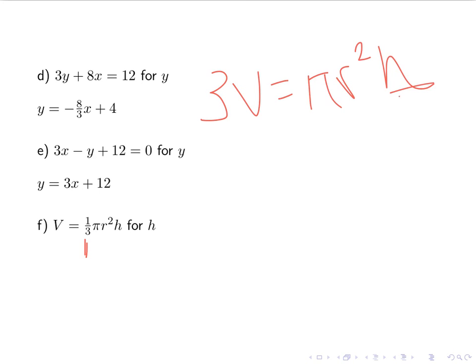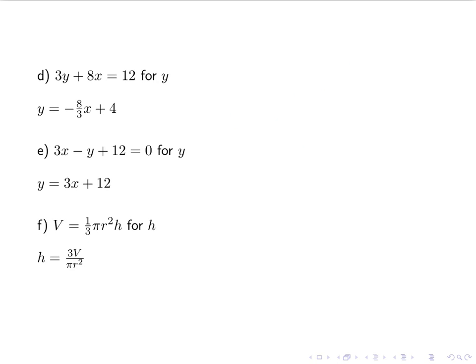And then to get h by itself, I need to get rid of that pi r squared. So I'm going to get rid of it by division because it was multiplication. So h equals 3V over pi r squared.